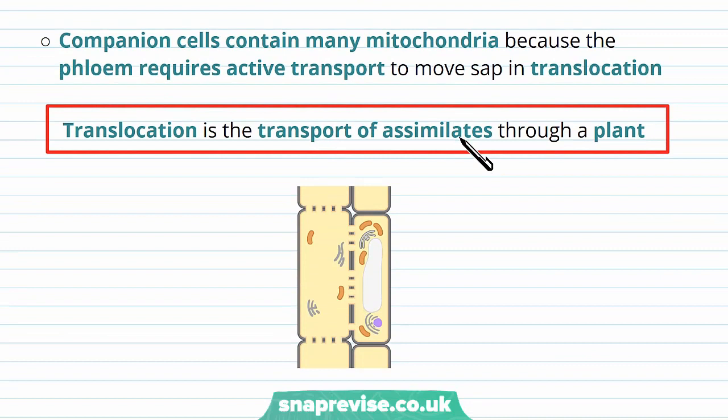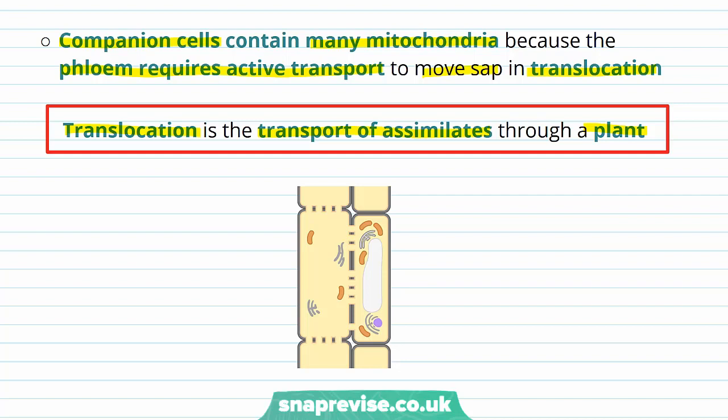The companion cells have a different makeup to the cells of the sieve tube elements. They contain many mitochondria, because in order to flow, the phloem requires active transport to move sap in a process called translocation. Translocation describes the transport of assimilates through a plant. So that's what we mean by translocation.